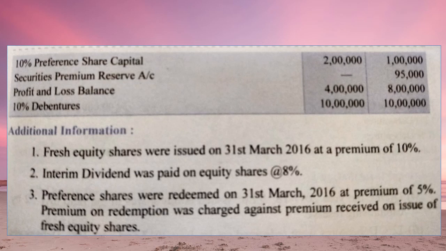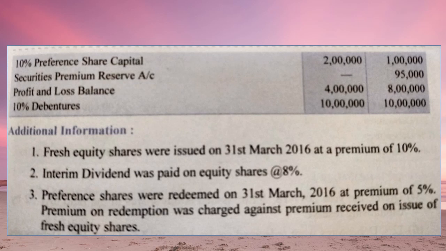Additional information. Fresh equity shares were issued at 31st March 2016 and they were issued at a premium of 10%. When any issue is done at premium, the business will get more money. Interim dividend, if you remember, I told you that whenever the matter is of interim dividend, you will always get it in the additional information section. Interim dividend was paid on equity shares at the rate of 8%.